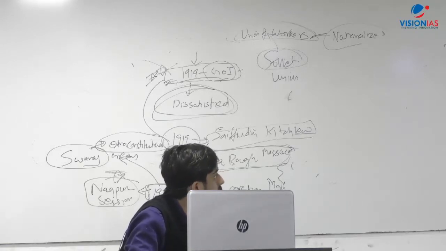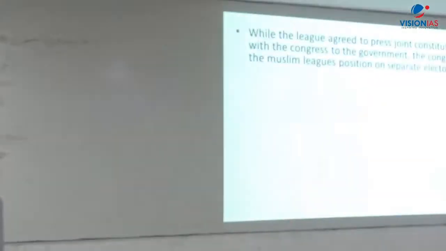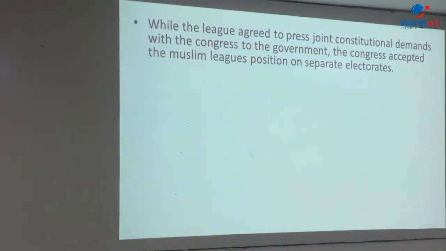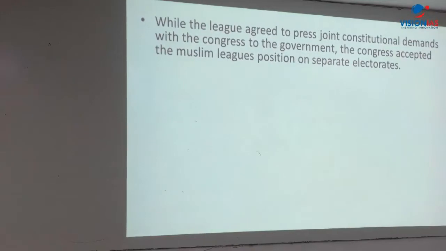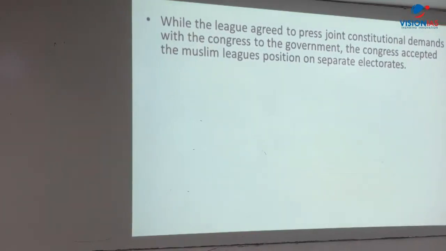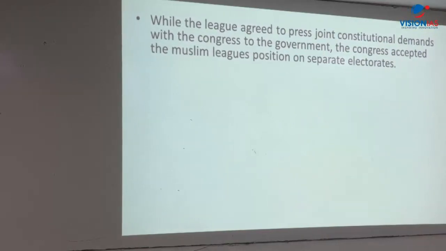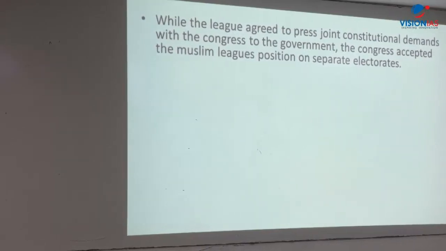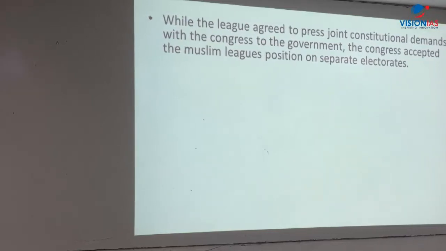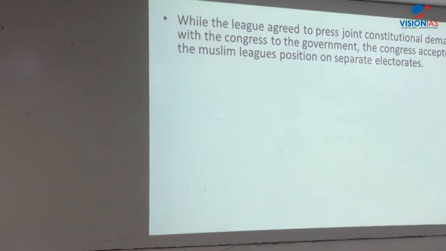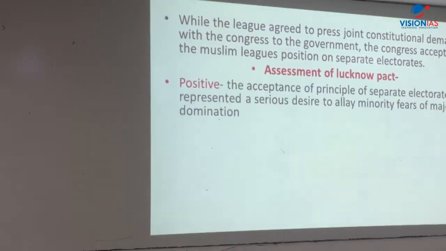While the League agreed to press joint constitutional demands with the Congress to the government, the Congress accepted the Muslim League's position on separate electorates. इसका मतलब ये नहीं है Congress formally acknowledged. Congress never formally acknowledged separate electorates. Even, we will see, in 1928 Congress said that we are against separate electorates, but yet it was going ahead on a political plank with a political party जिसका central demand ही separate electorates था. So on the face of it, they always kept saying that we are opposed to separate electorates, but this was a tacit, matlab unspoken, acceptance of this politics of the Muslim League.